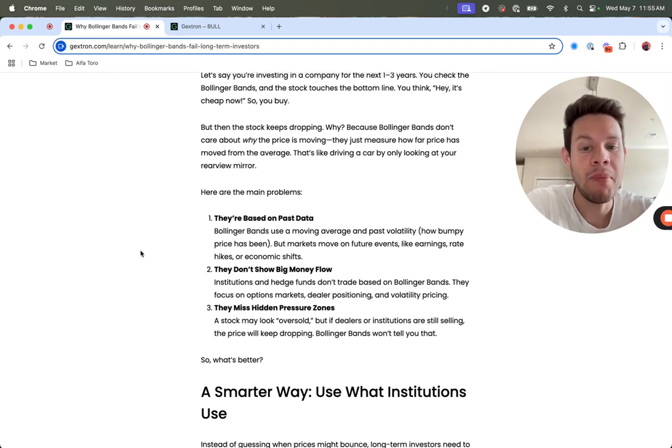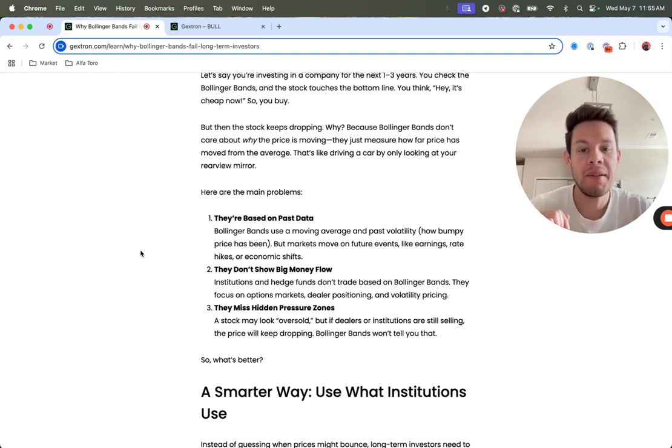They focus on option markets, dealer positioning, and volatility pricing. So this is more to the true ground mechanics of the market, right? It's like, what is the implied volatility? What's the expected move for a price based on its growth, based on all these other things, right?